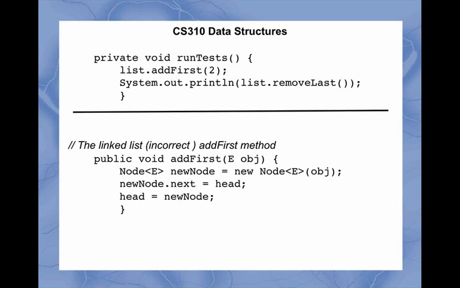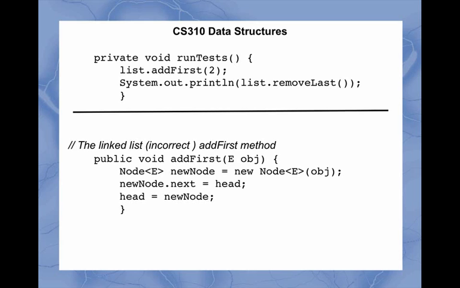So this is the rest of the code that's not shown. Private void run tests. We have list.addFirst(2), so I'm inserting the integer 2 into the linked list, and then I'm calling System.out.println list.removeLast. So I'm inserting in first position and removing from last position. So below here we have the addFirst method. Node new node equals new node, and then the object parameter. New node.next gets head, head gets new node.